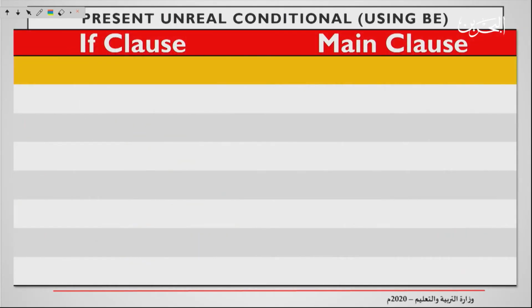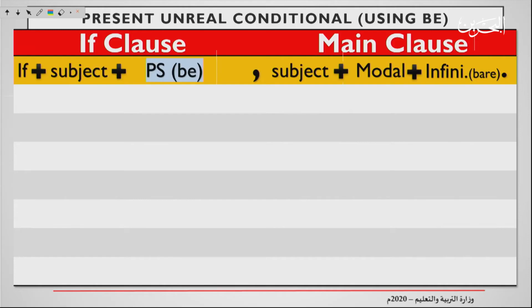All right. Now, present unreal conditional using be. Let's check. We start with the if clause and then the main clause. So if, subject, past simple of be, then comma, subject, modal, plus infinitive, bare, it means without to. Full stop. So if I say if I were, I do not say if I was. It is wrong. In the present unreal conditional you use, instead of was, were for I. You say if I were here, I would study.